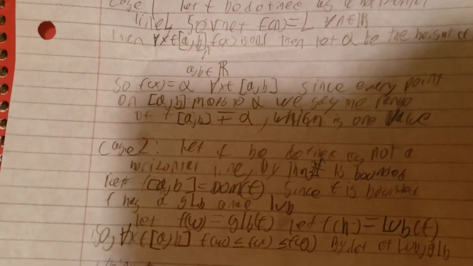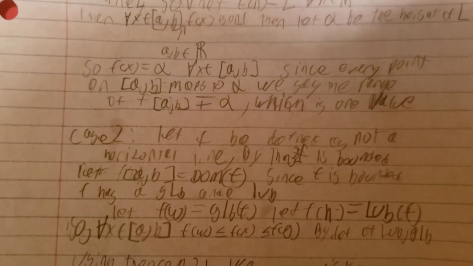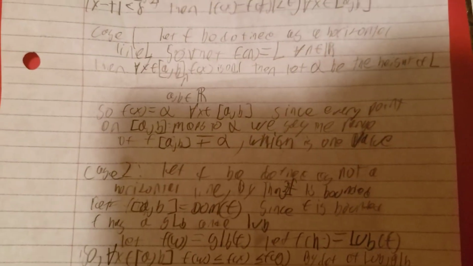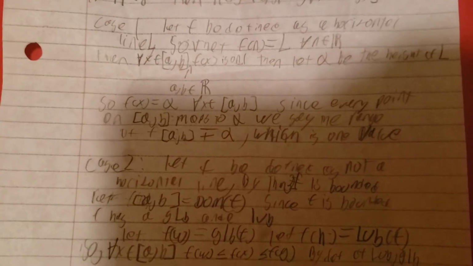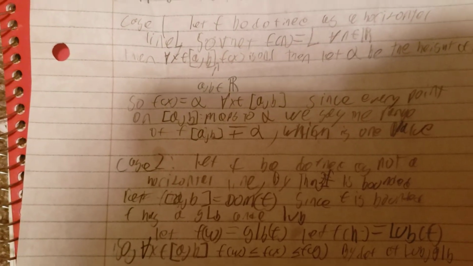Case 2 is just saying f is not a horizontal line. We're going to say let the closed interval a comma b be the domain of f. Since f is bounded by theorem 32, because it's continuous on a comma b and a comma b is the domain, it's bounded. f has a greatest lower bound and a least upper bound. Let f of w equal the greatest lower bound, and let f of h be the least upper bound.